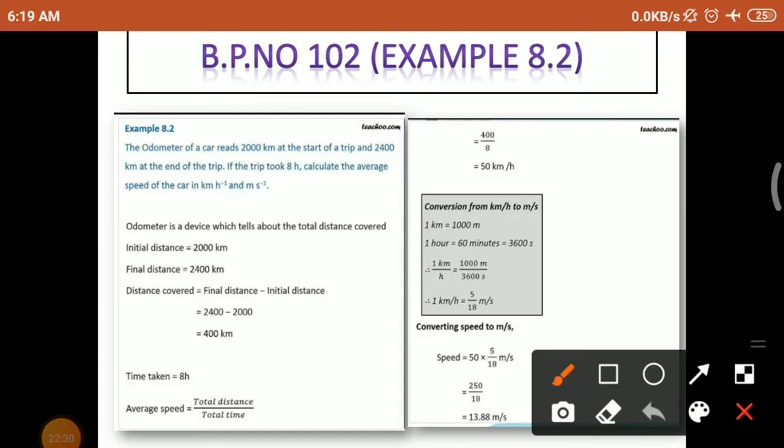Next, how to find the average speed? Average speed equals total distance by total time. The total distance is 400, the total time is 8. If you divide 400 by 8, I get 50. So here the unit of distance is kilometer and the unit of time is hour, so kilometer per hour. So the average speed of the car in kilometer per hour is 50 kilometer per hour.